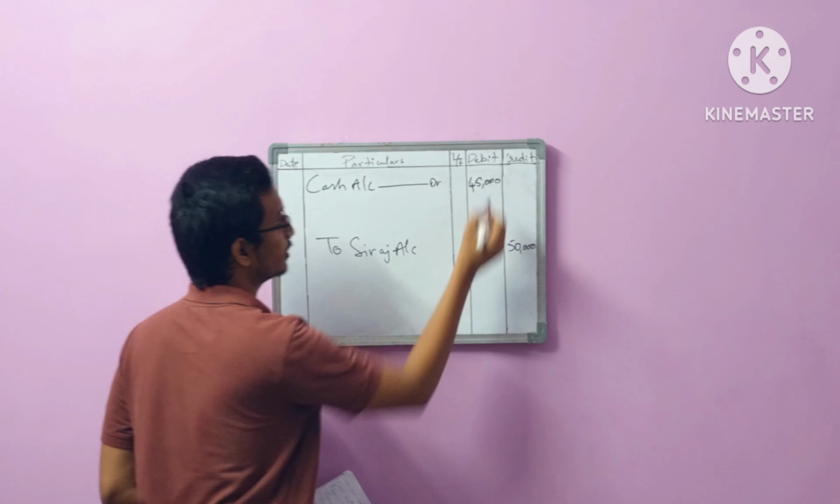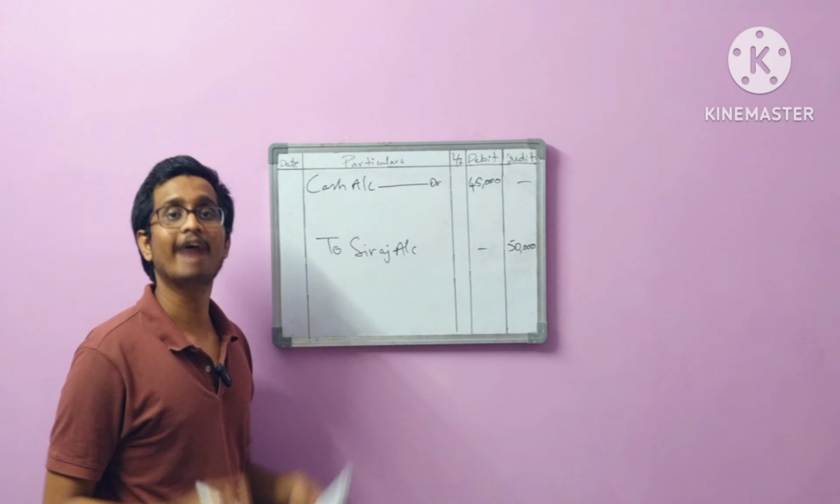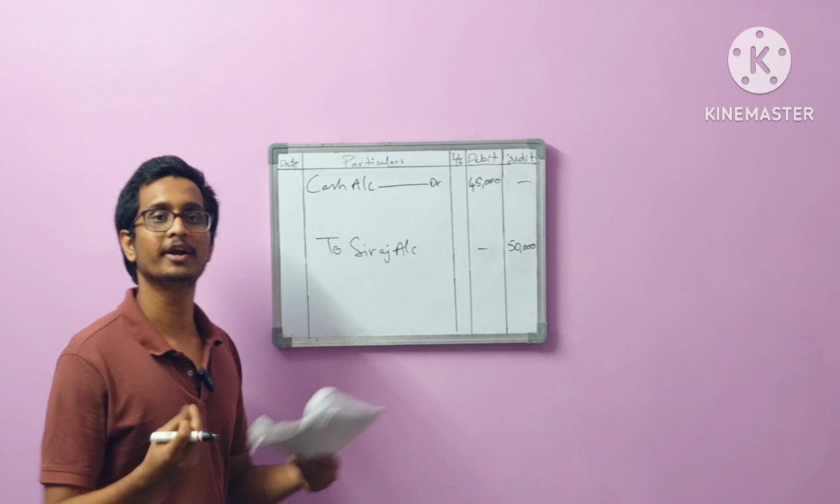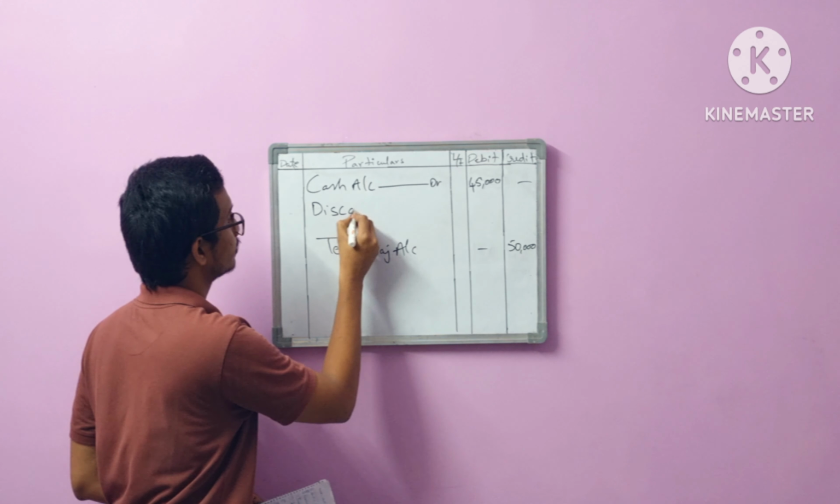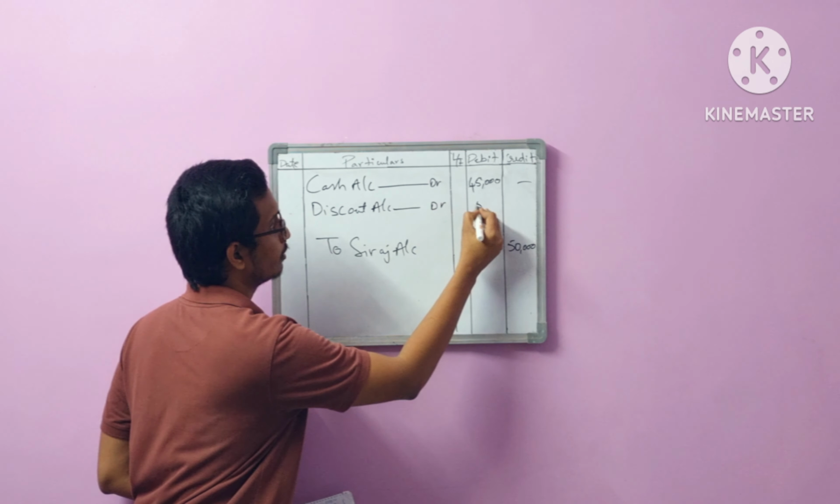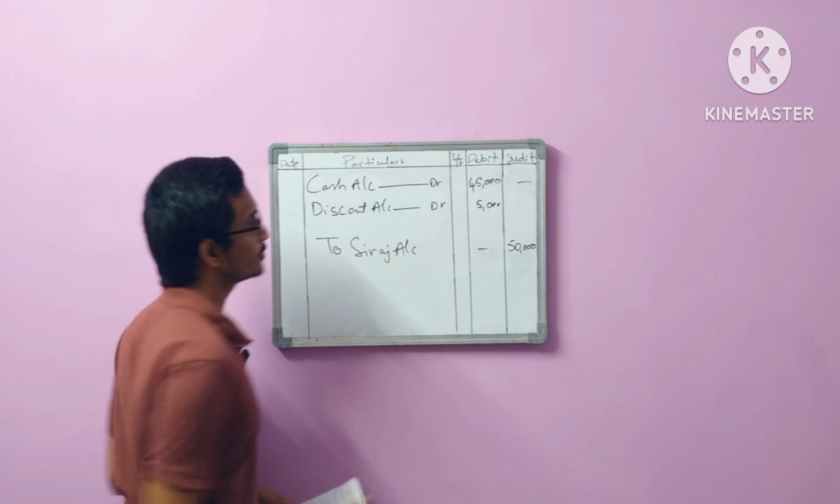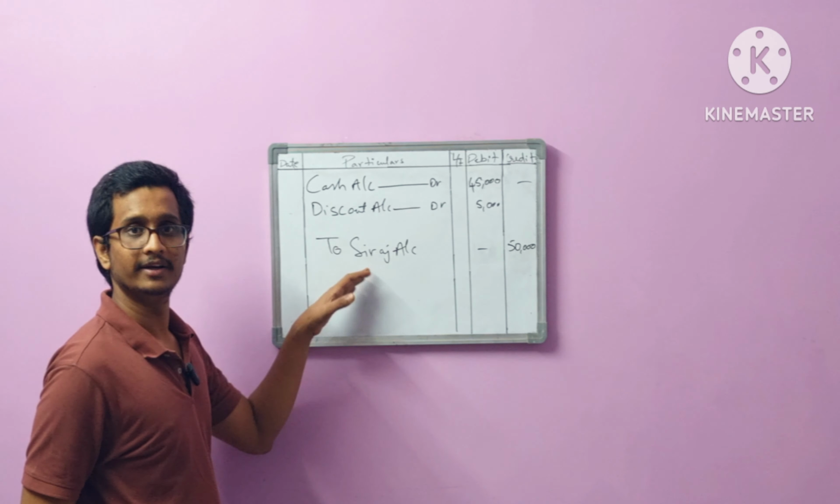Only the 45,000. So what is the remaining balance? It means we have discounted. We have provided the discount. So discount allowed account 5,000. So in this way, we have nullified the Siraj old debit account.